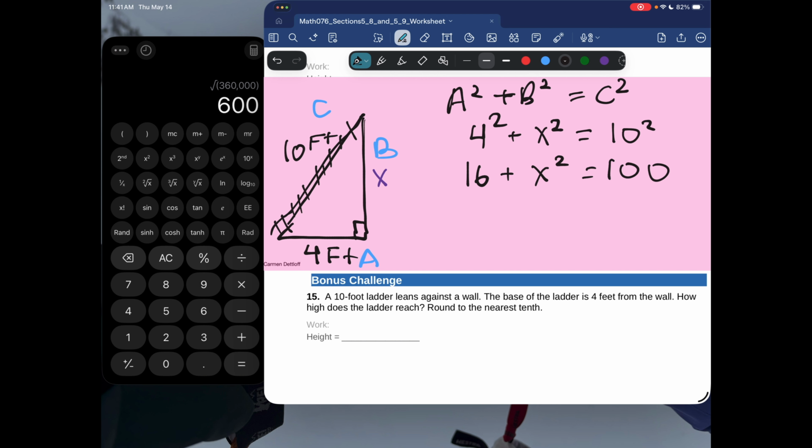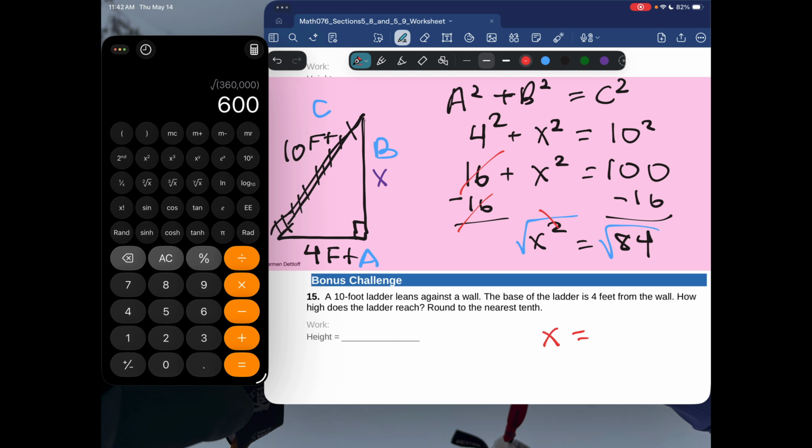Now I'm going to solve for x all by itself. So I'm going to subtract 16 from both sides. 16's cancel, and I'm left with x squared equals 100 minus 16, which is 84. And now I've got to take the square root of both sides. Square root undoes squared. And so then I get x is equal to, and I've got to put in my calculator, what is the square root of 84? I definitely don't know that.